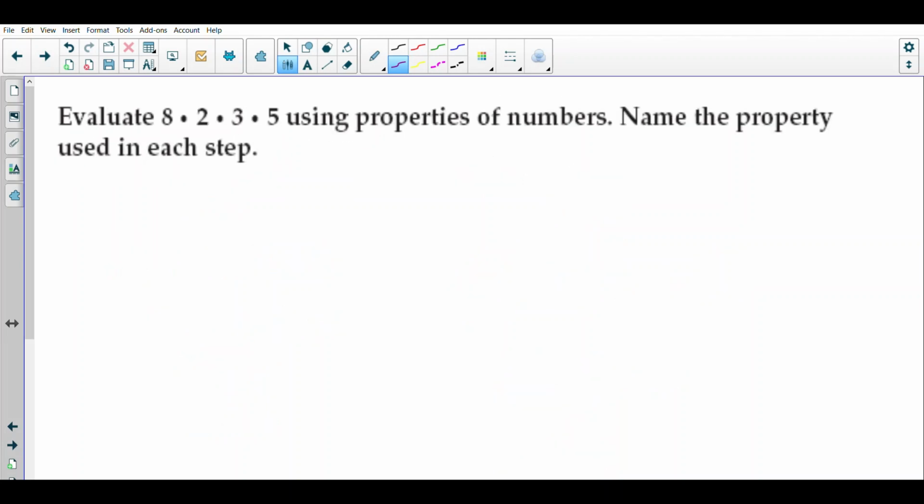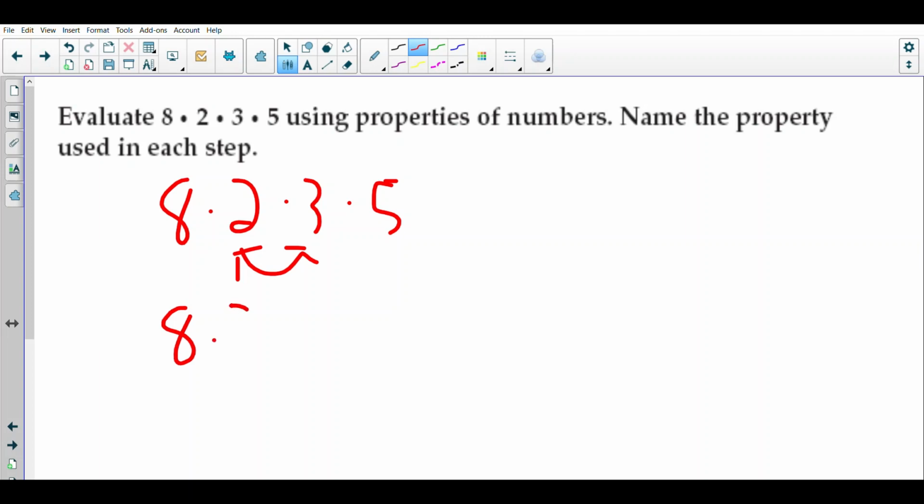Now evaluate 8 times 2 times 3 times 5, and name the property in each step. The way I'm going to do it is I'm just going to rewrite it first: 8 times 2 times 3 times 5. From here, I'm going to flip 2 and 3, so I have 8 times 3 times 2 times 5. Doing that was from the commutative property.